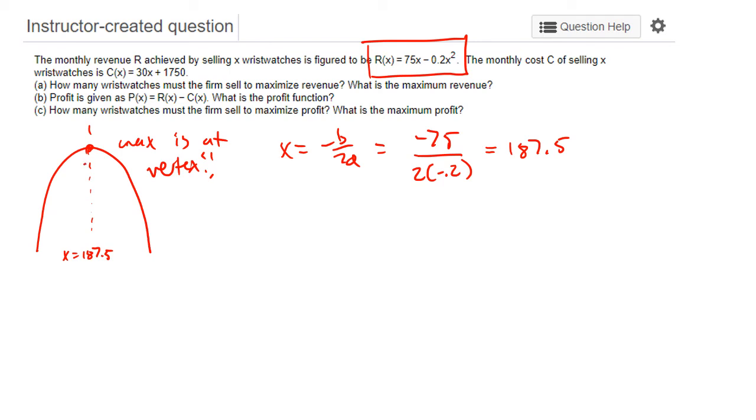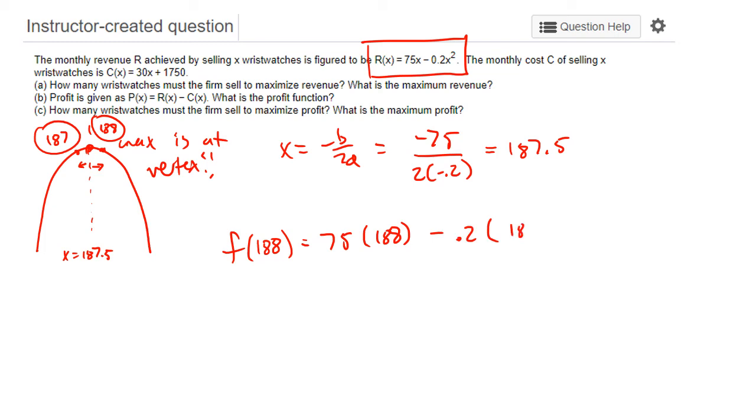But due to symmetry, if I move 1/2 unit to the left or 1/2 unit to the right, I'll be at the same height. So either 187 or 188 watches will produce the same revenue. Okay, so what is that? I'm going to go ahead and plug in f of 188. Okay, so what I compute is 75 times 188 minus 0.2 times 188 squared. The only reason we're doing 188 instead of 187.5 is because you can't sell half of a watch.